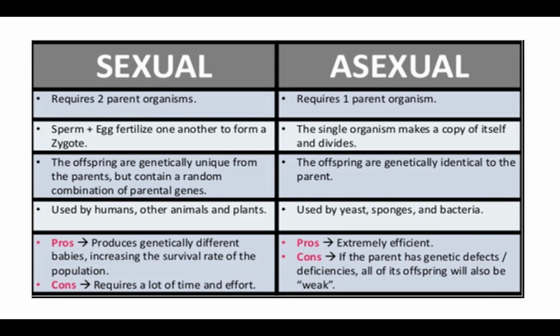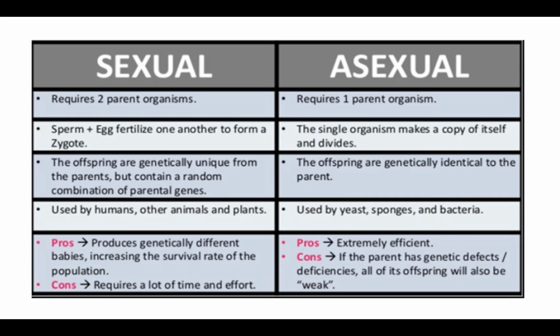So the advantages, the pros, of asexual reproduction: it is an extremely efficient process. It happens very rapidly and very efficiently, usually without too many problems, with great fidelity. However, with every good thing there's a potentially bad thing.